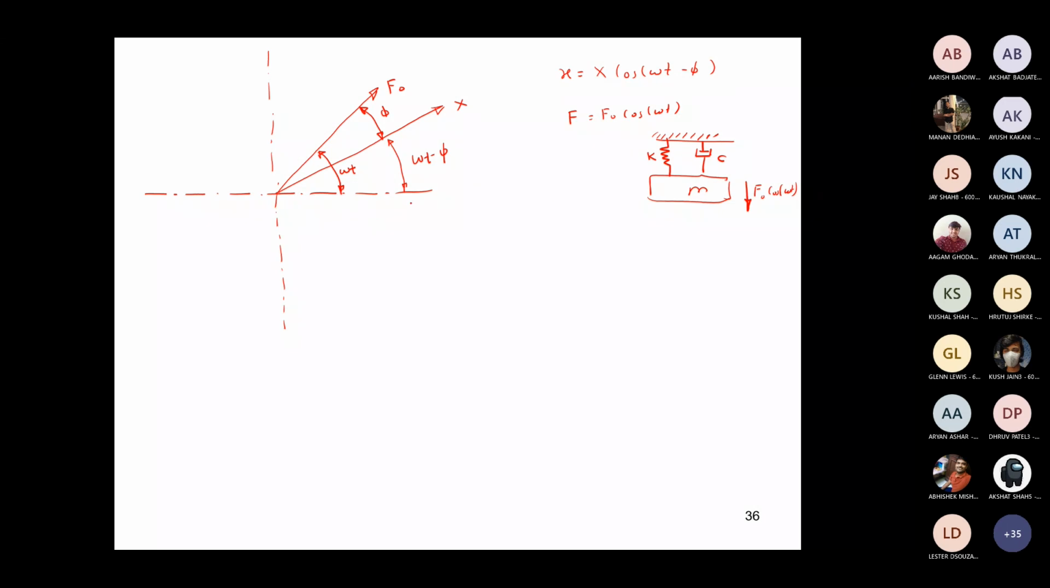Next we will plot the velocity vector. How to plot the velocity vector, can anybody tell me? It's 90 degrees to x, to the displacement vector, right? Yes. So the velocity vector will be 90 degrees to the displacement vector.